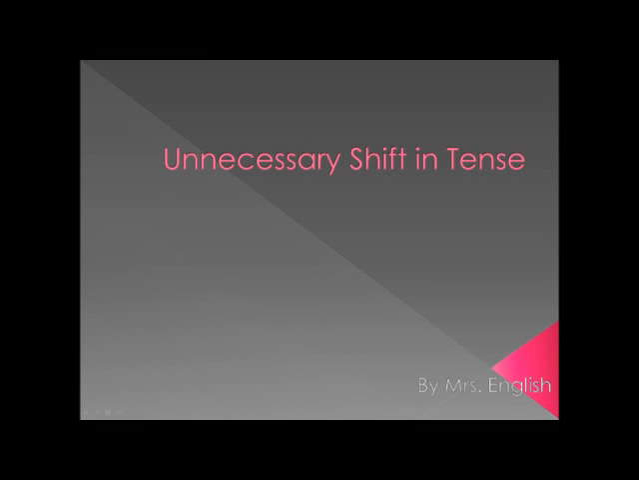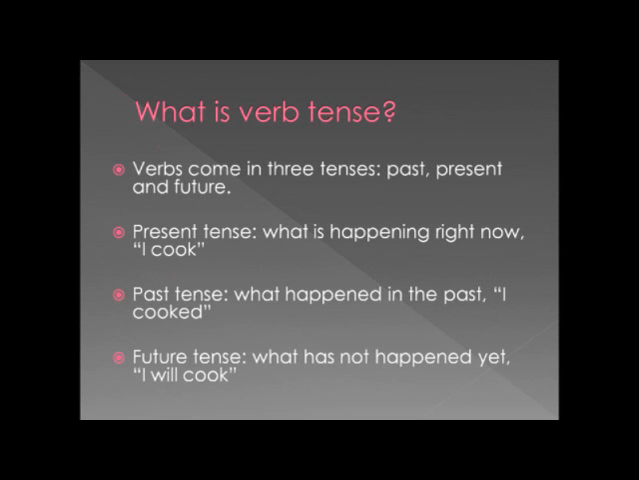My name is Mrs. English, and today we will be learning about unnecessary shift in tense. What is verb tense? Verbs come in three tenses: past, present, and future. Present tense is what's happening right now, like I cook. Past tense is what's already happened in the past, I cooked. And future tense is what has not happened yet, I will cook.